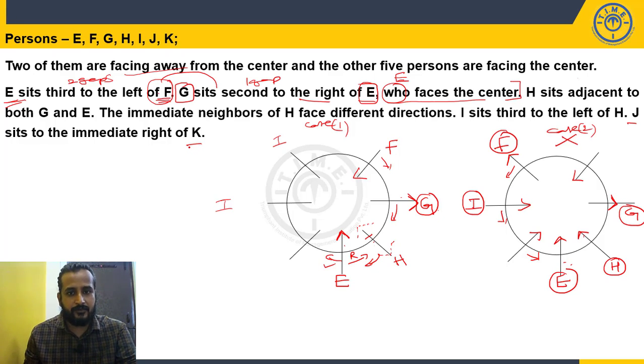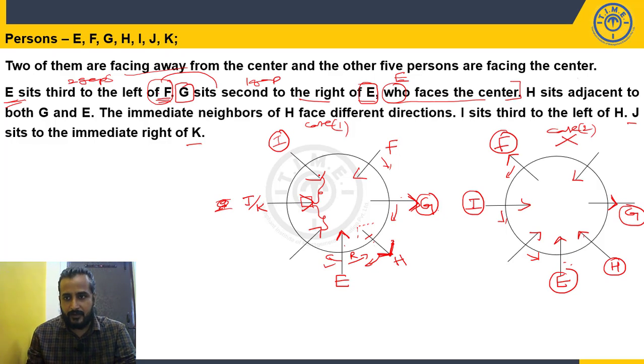In case 1, where it is possible, we need 2 adjacent positions. Either we take these 2 positions for J and K, or we take these 2 positions for J and K. So this position has to be common for J and K, one of J or K must come here. So this cannot be I, so this must be I. When this is I, third to the left of H, H must be facing away from the center. So first left, second left, third left, I is there. Now G and H are away from the center, so the rest all are facing the center. We are able to decide.